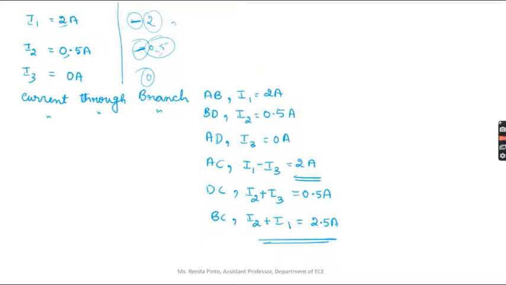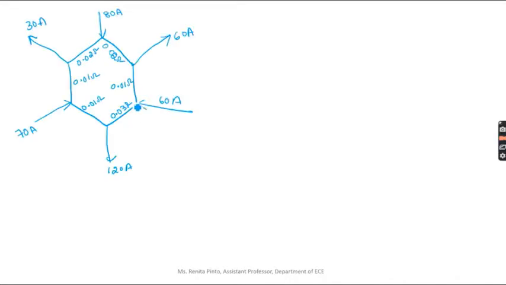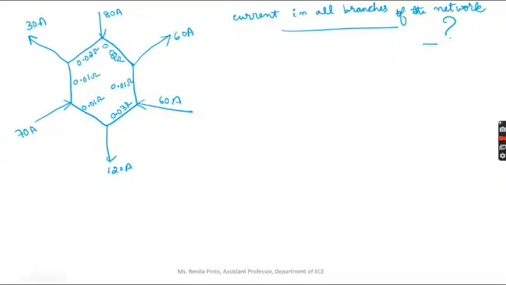So this is your first problem. So let me go to the next problem. So I have a circuit like this. So this is my circuit. They have asked you to find the current in all branches of the network. So you have to find the current in all branches of the network. So let us see how to do this.